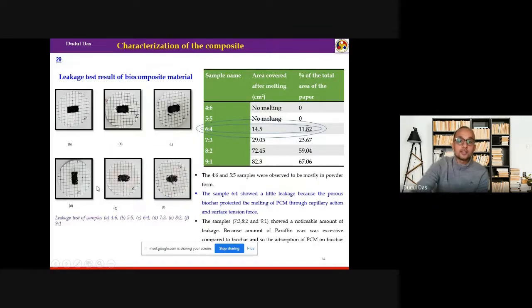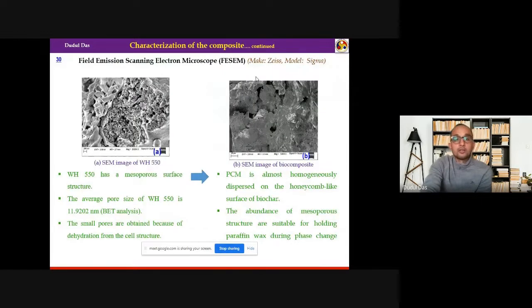The leakage test has been done for various proportions, like 40% of the PCM and 60% of the biochar, 50% of PCM and 50% of biochar, 60% of PCM and 40% of biochar, like that. And we found that when 60% of PCM and 40% of biochar was used, that gives us the best result in terms of leakage. That means minimal leakage has been reported. And then we carried out some basic characterization of this composite.